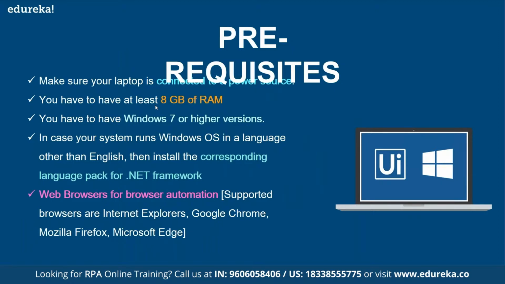So RE framework, and these are some of the prerequisites to install UiPath on your computer. At least you need to have 8 GB, but not necessarily 8 GB. On 4 GB also it will work. And remember guys, it will work only on Windows. You need to have a Windows operating system, and you need to have .NET framework installed on your machine.